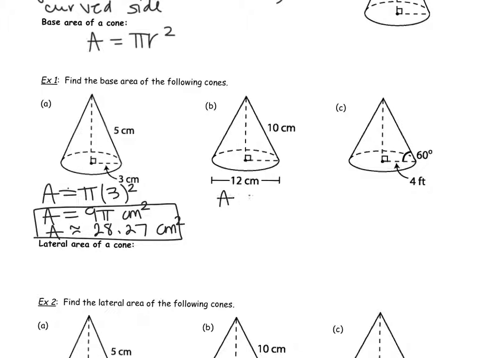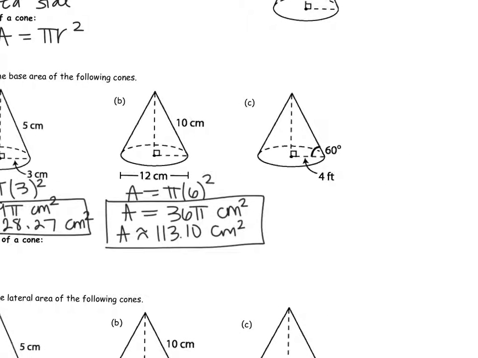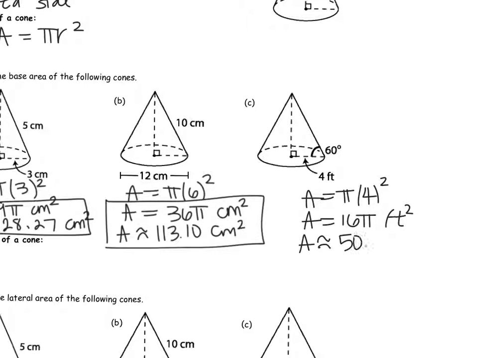In our second cone, we have a diameter of 12, which means our radius is 6, so it's pi times 6 squared, which gives us an area of 36 pi centimeters squared, which as a decimal is approximately 113.10 centimeters squared. And in our last cone, we have a radius of 4, so it's pi times 4 squared, which gives us an area of 16 pi feet squared, which as a decimal is approximately 50.27.